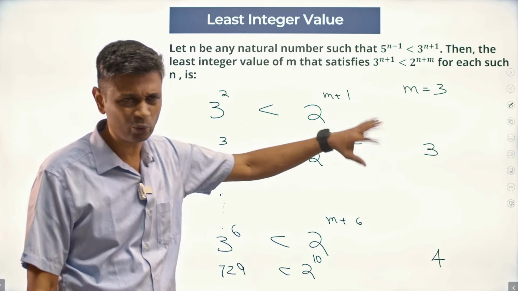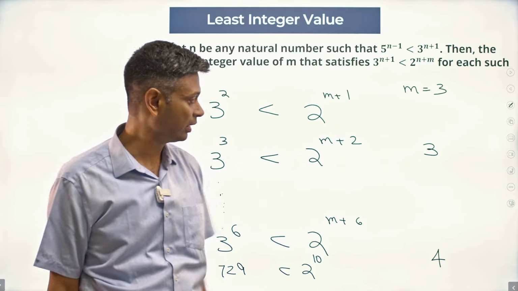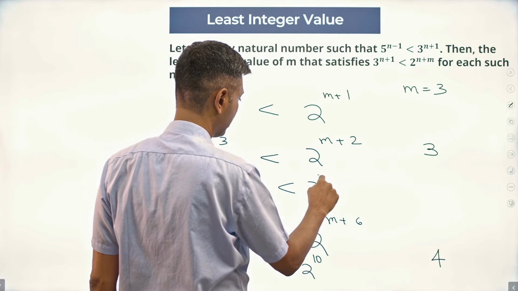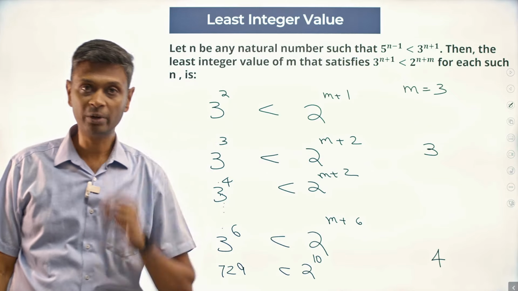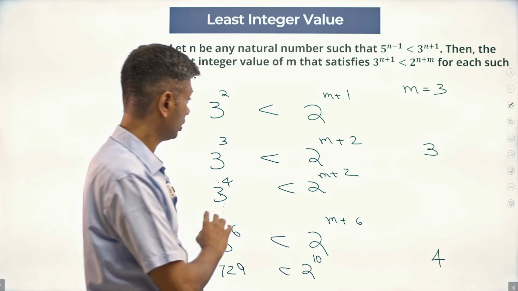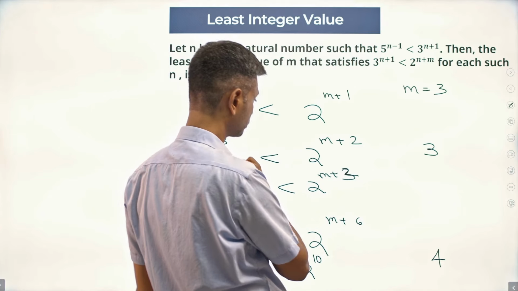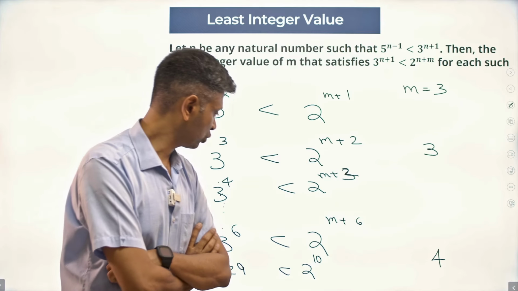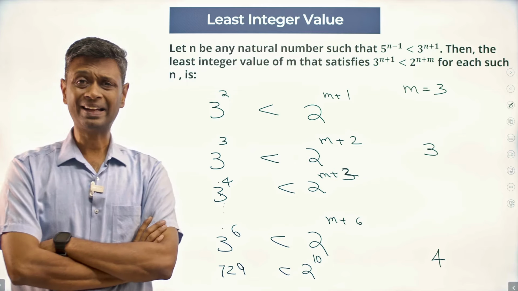Somewhere it goes from 3 to 4, it is 3 or 4. I can kind of figure that out. I can guesstimate that because I'm going to have 3 power 4 less than 2 power m plus 2. 81, the next number is 128. 128 is 3 power m plus 3. 128 is 2 power 7, m is 4. Right? So 3 power 6 is 729 less than 2 power 10.